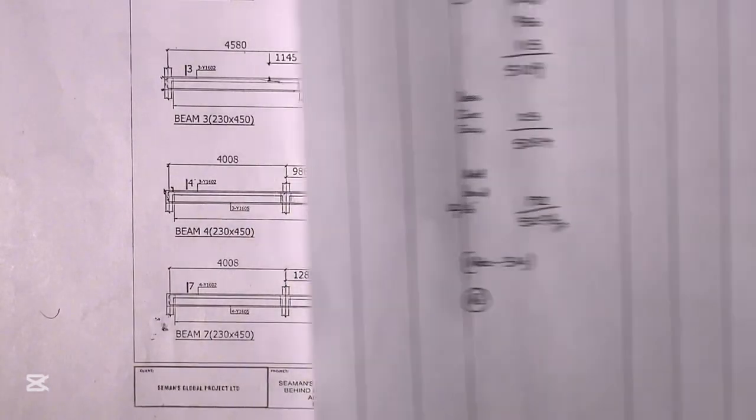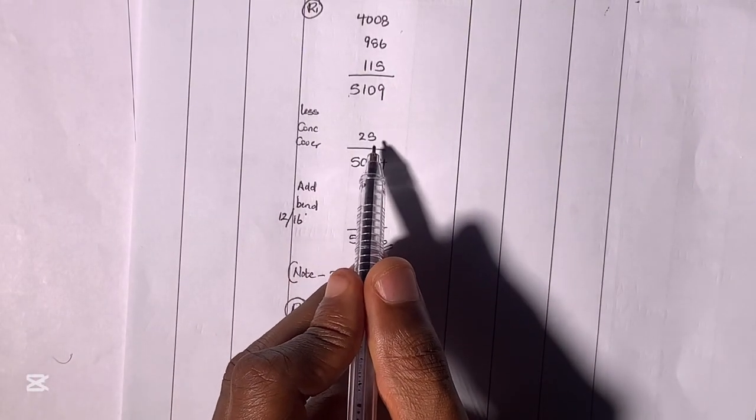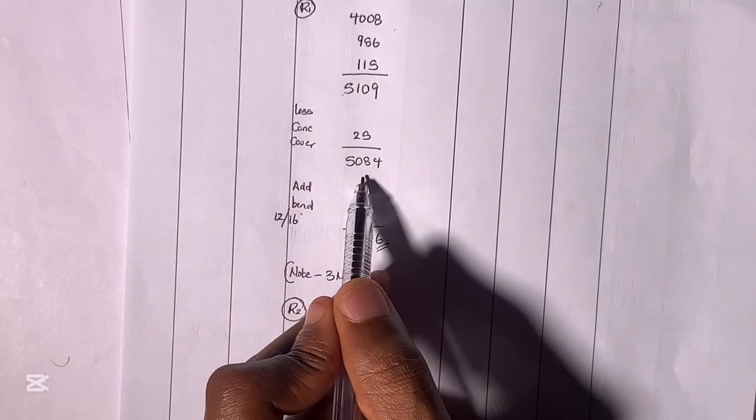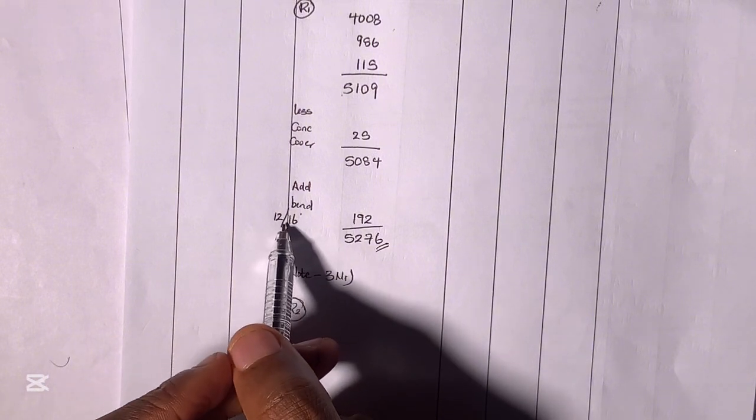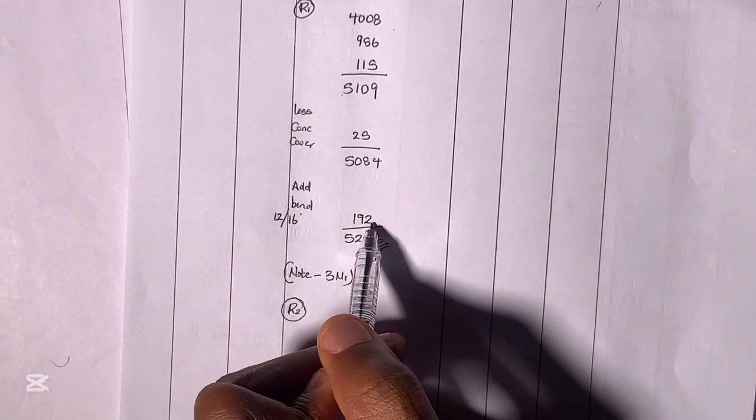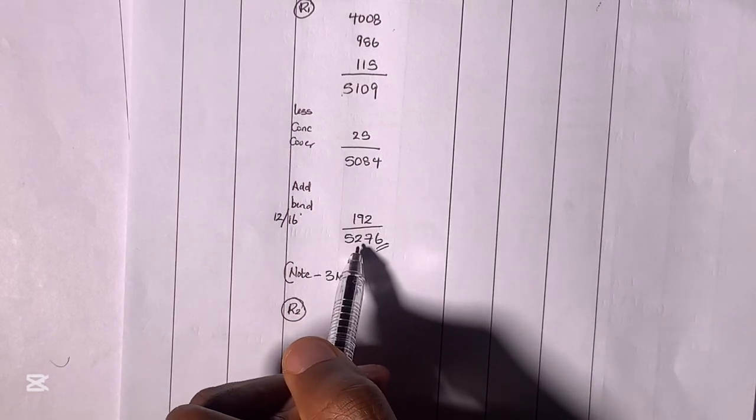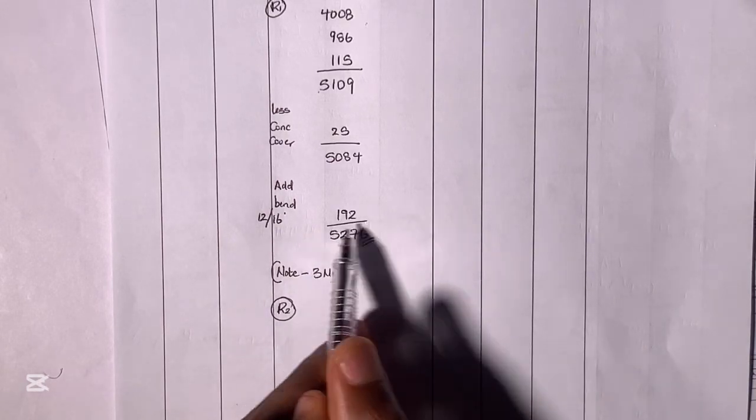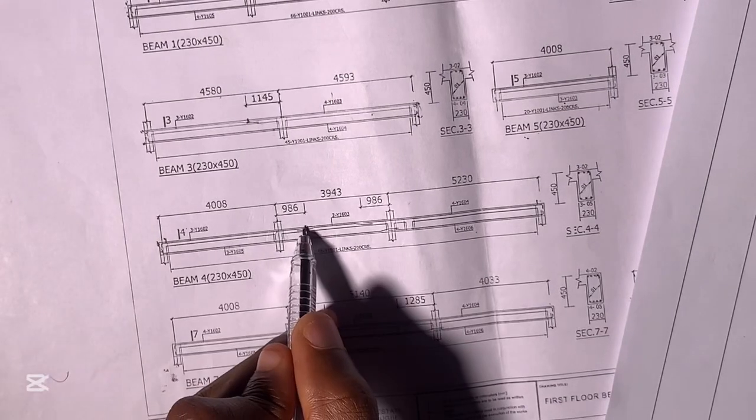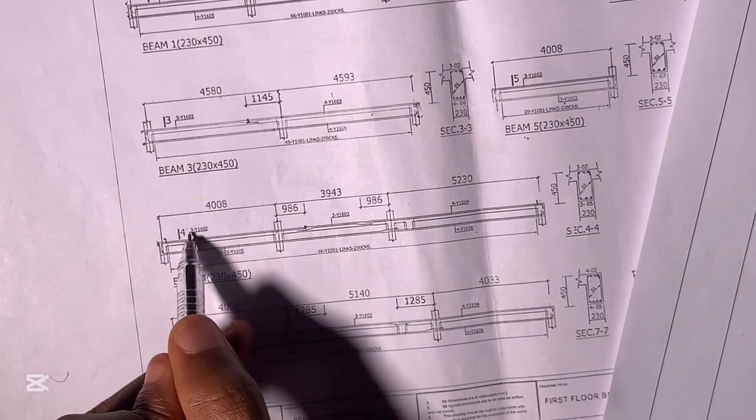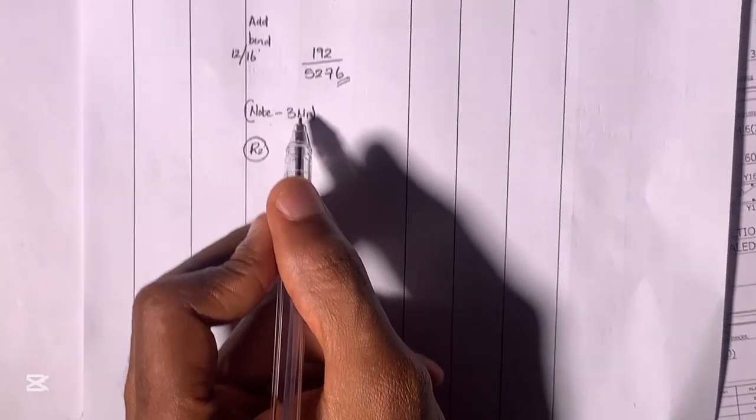So we'll now minus concrete cover. We'll be minusing concrete cover from one side, so minus 25. That gives us 5084. So we'll now add bend. Our bend is 12D, which is 12 by 16, which is 192. So when we add 192 to 5084, we have 5276. So 5276 is the length of reinforcement 1 in beam 4, which is this reinforcement here. And they say there are 3 in number, as you can see in the callout. So note 3 in number.